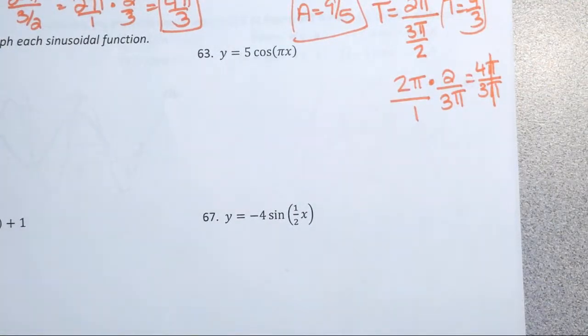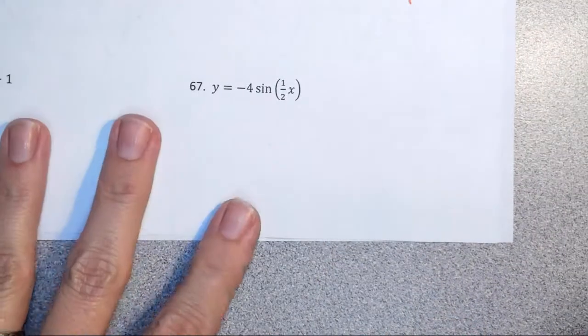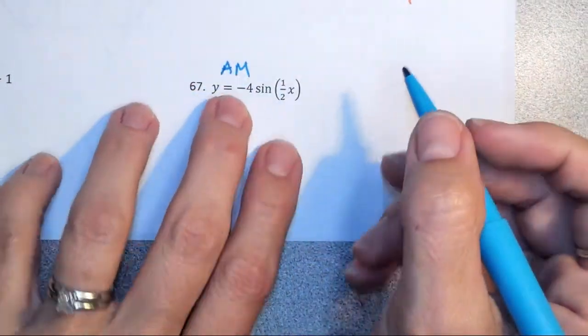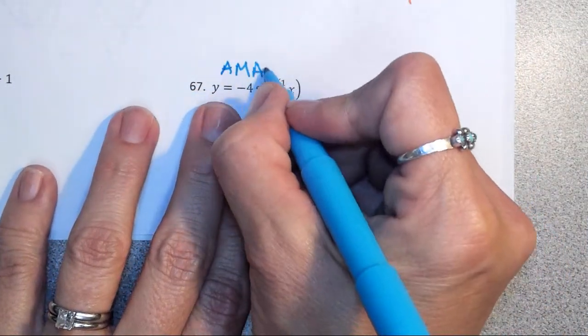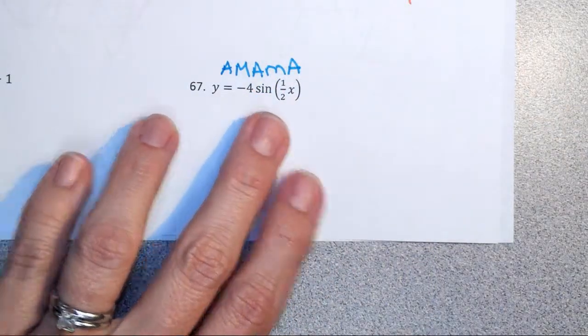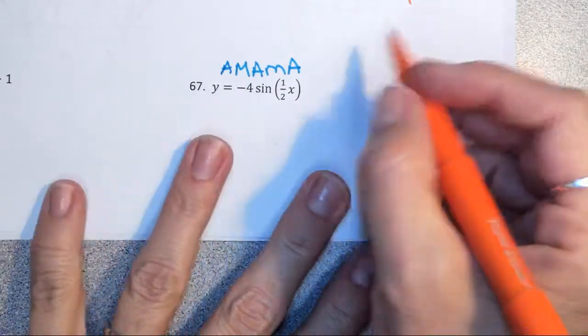On 67, what pattern am I doing? Mama M or A mama? A mama, it's a sine. So right above it, I'm going to write my pattern so I don't forget it. Remember, this is not required. It just helps some of y'all. And then to the side, we're going to go do our A, our K, our H, and our T again.